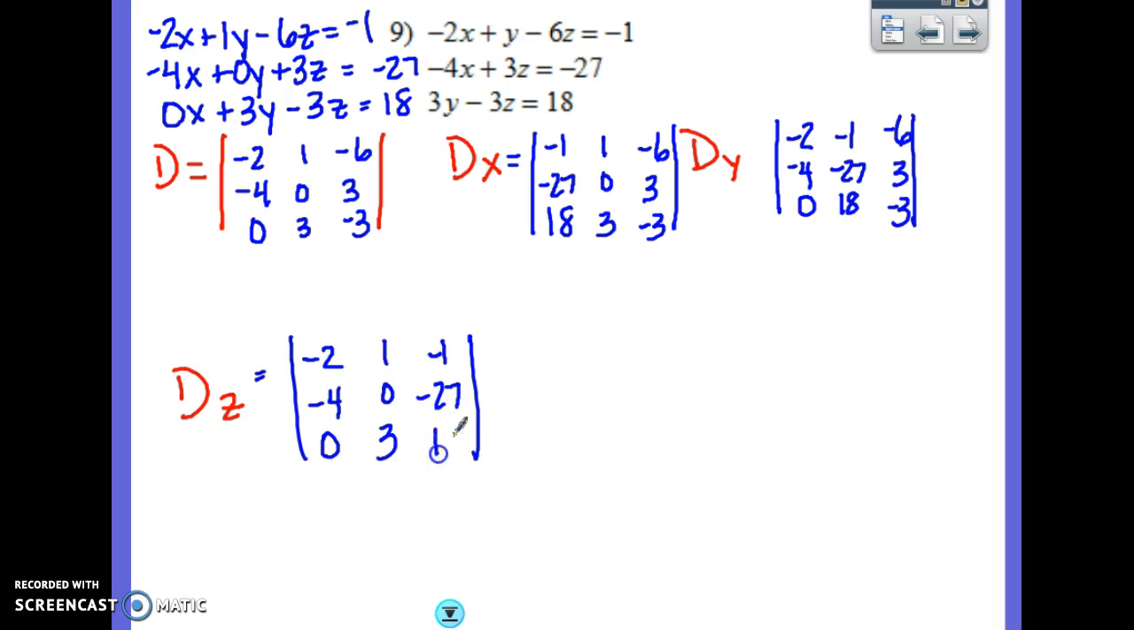negative 27, and 18. At this point, yesterday when we did that whole long one, we actually went through and by hand calculated the determinant for each one of these. And some of you said you still preferred that. That means you would have had to write the first and second columns, do your 3 diagonals, do your other 3 diagonals, and get a single number for each of these.